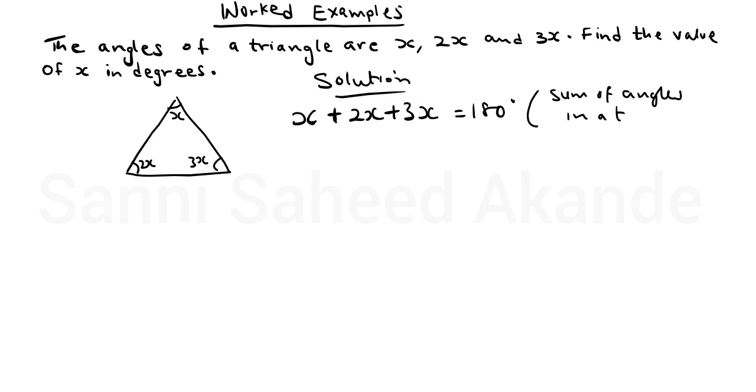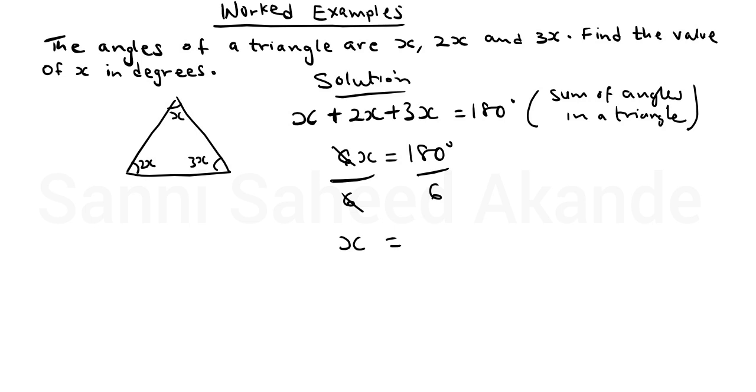It's very important that you give the reasons. So when I add all these together, x plus 2x is 3x, 3x plus 3x will give me 6x, equal to 180 degrees. Dividing both sides by 6, we have x equal to 180 degrees divided by 6, which gives us 30 degrees. So the value of x in degrees is equal to 30. Let's take a look at another example.